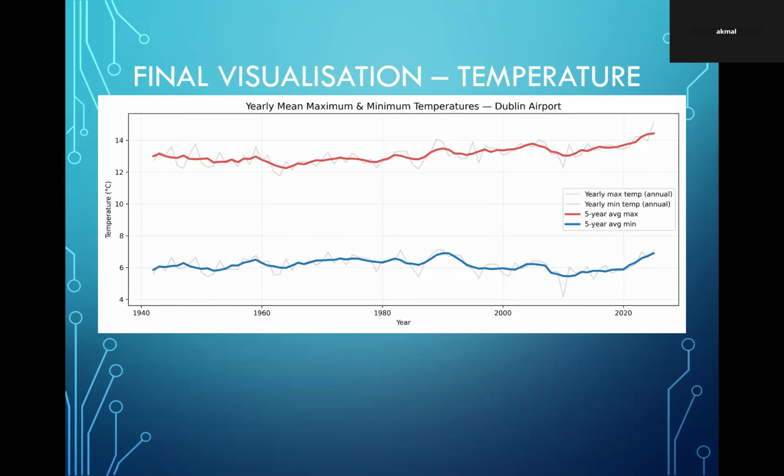And this is the final visualization. The gray line shows the raw yearly temperatures. The red and blue lines show the 5-year average, which helps us see the long-term trend. We also highlighted the last 10 years to show how recent temperatures have changed.